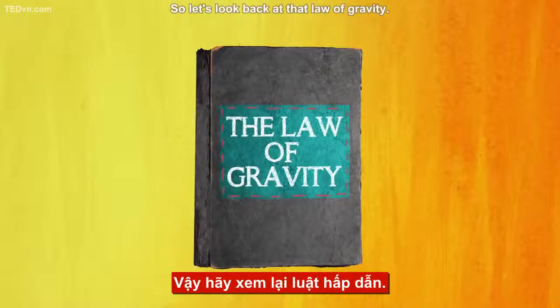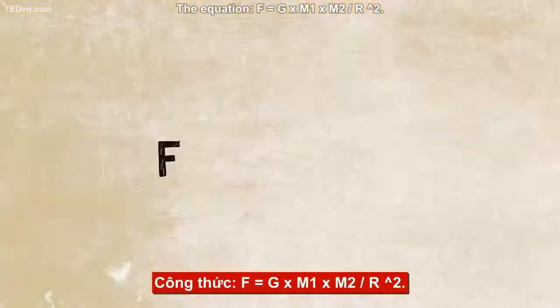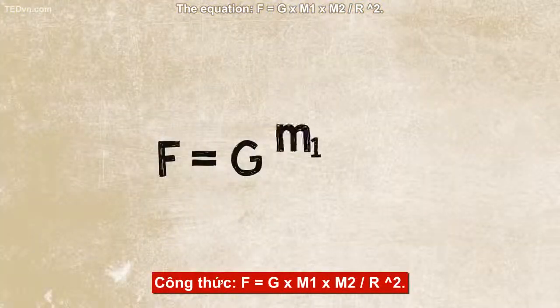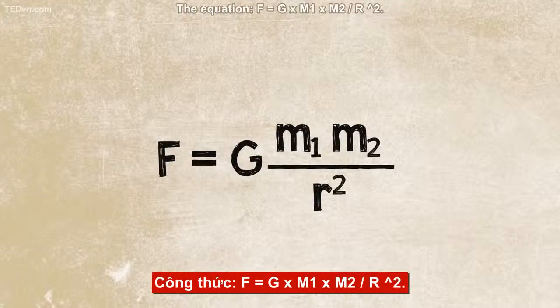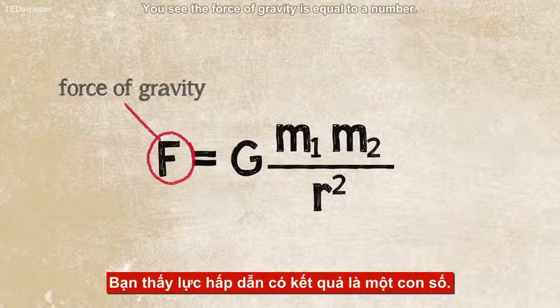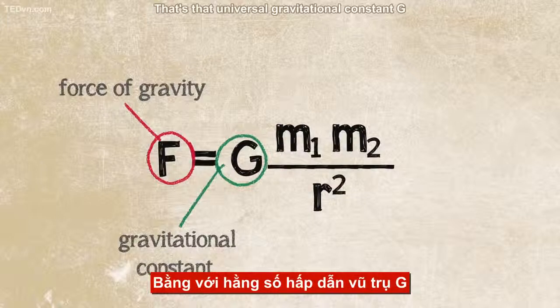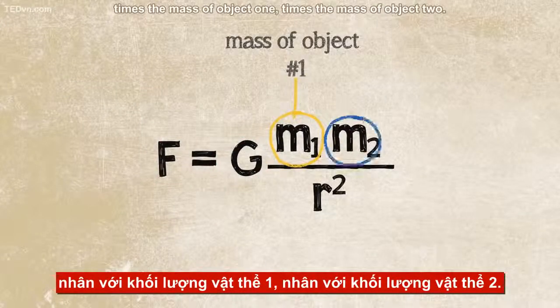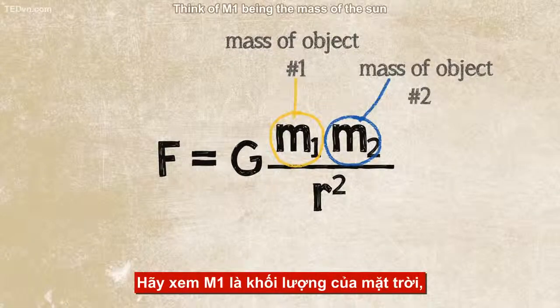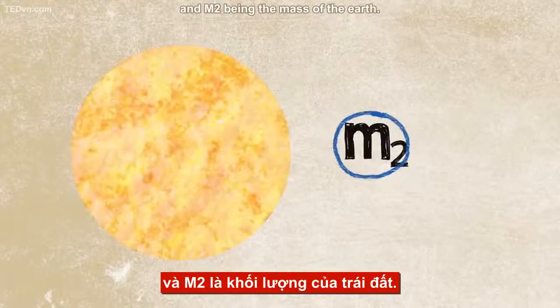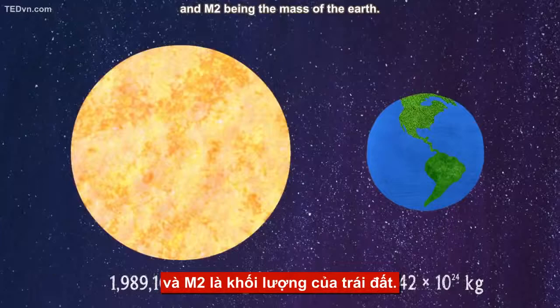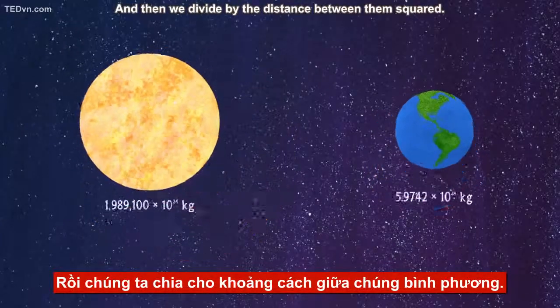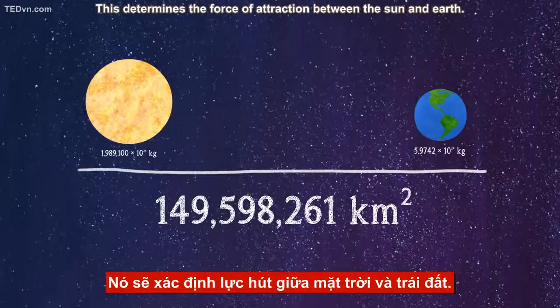So let's look back at that law of gravity, the equation: F equals G times M1 times M2 divided by R squared. You see, the force of gravity is equal to a number, that universal gravitational constant, G, times the mass of object 1 times the mass of object 2. Think of M1 being the mass of the sun and M2 being the mass of the Earth. And then we divide by the distance between them squared. This determines the force of attraction between the sun and the Earth.